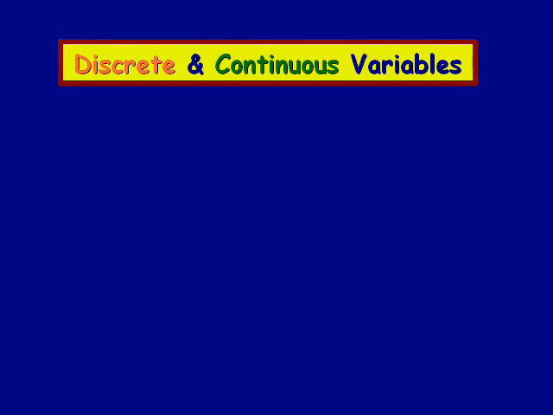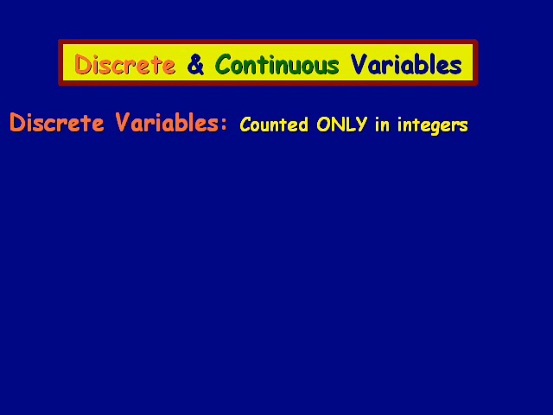What is the difference between discrete and continuous variables? Well, let's start off with discrete variables, and they are counted only in integers. For example, 0, 1, 2, 3, 4, 5, 6, 7, and so forth. Think of it as whole numbers.